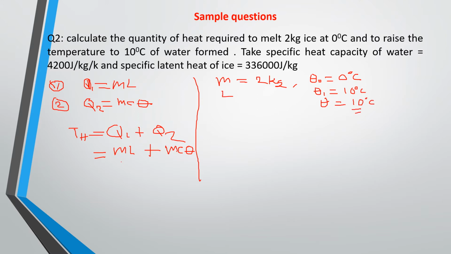Then latent heat of ice is given to you. Right? Then specific heat capacity of water is given to you, 4200 joule per kg per k. This is joule per kg, latent heat of ice joule per kg.